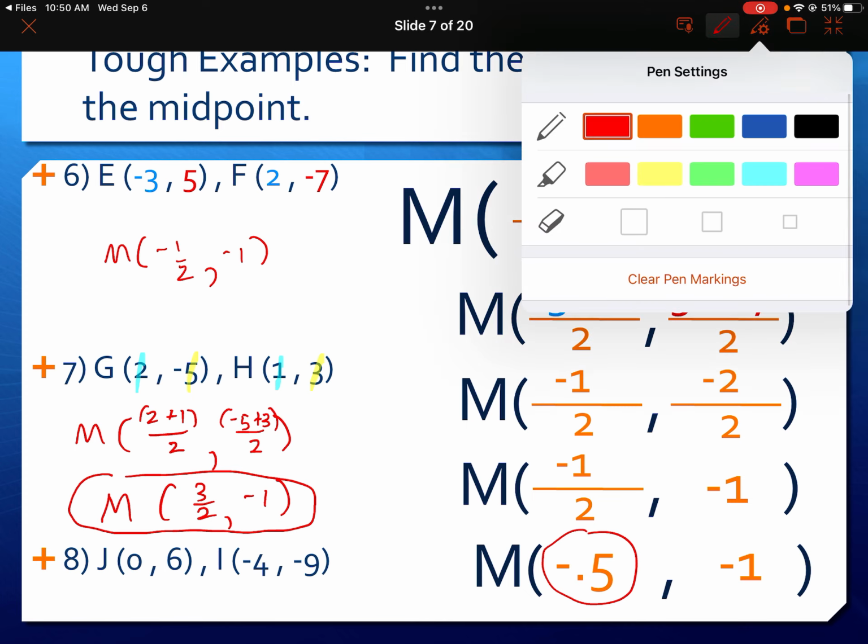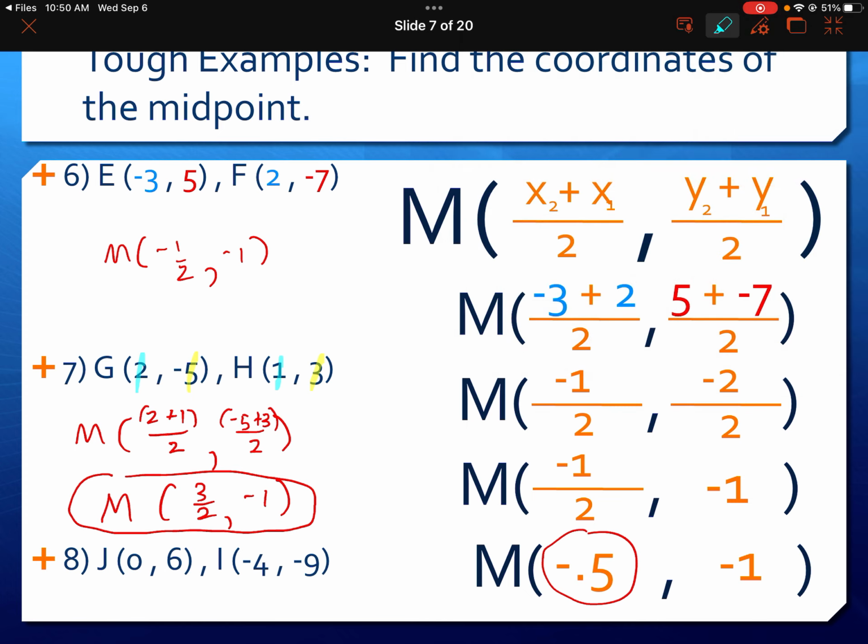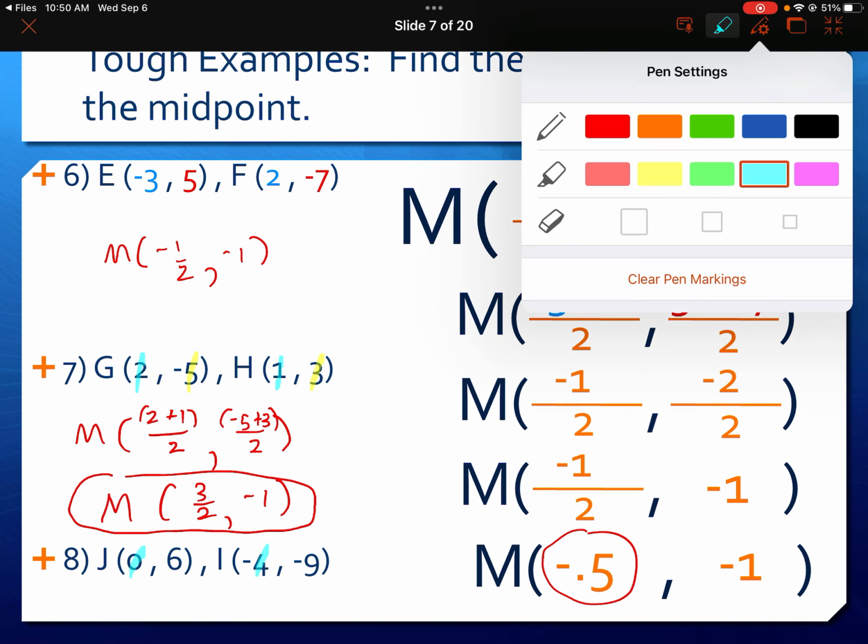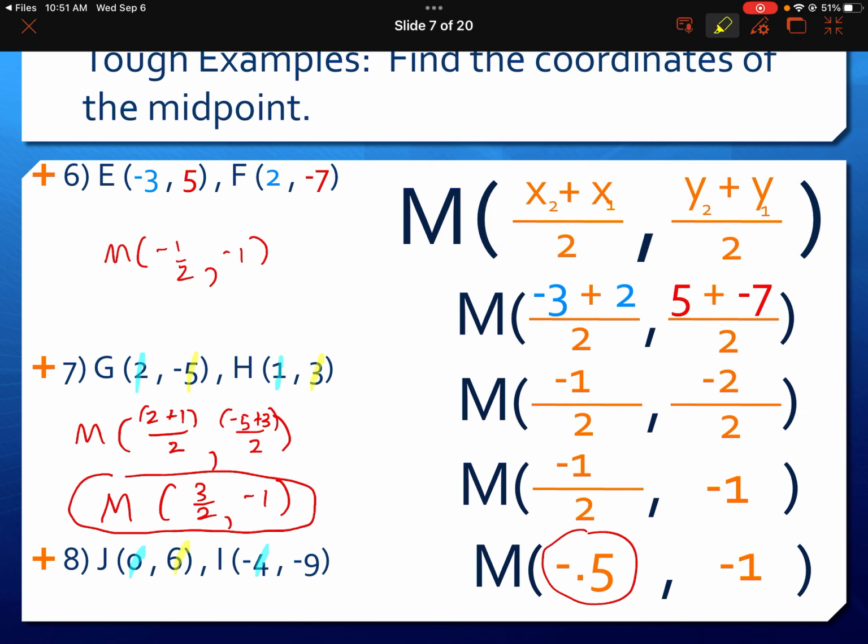Okay, now we're going to do number 8 the same way. I'll highlight the x's and I'll highlight the y's. We're going to add our x's and divide by 2. So 0 plus -4 is -4. Divide that by 2, you get -2. 6 plus -9 is -3, and you want to divide that by 2, so just write it like that. That's where your midpoint lives.